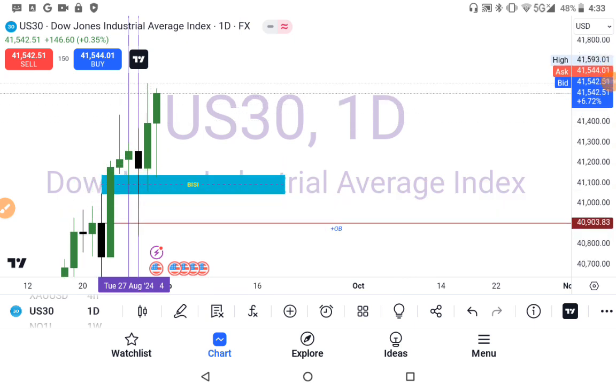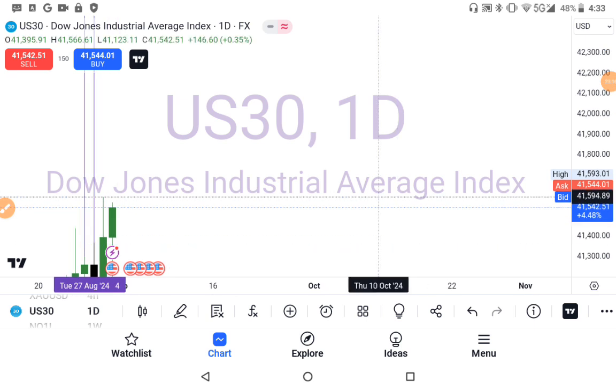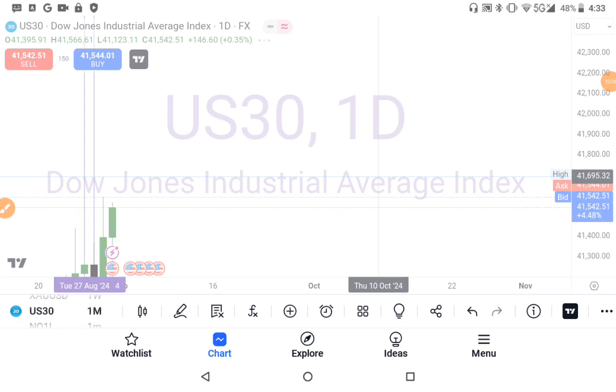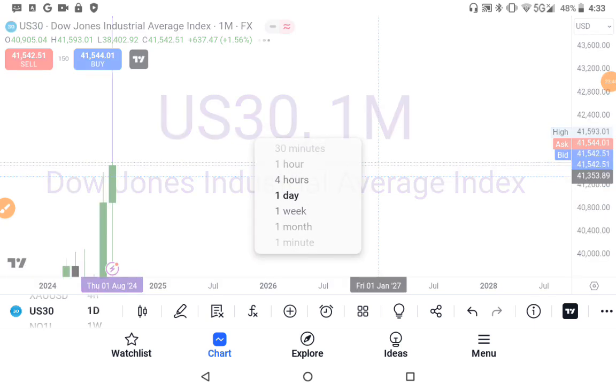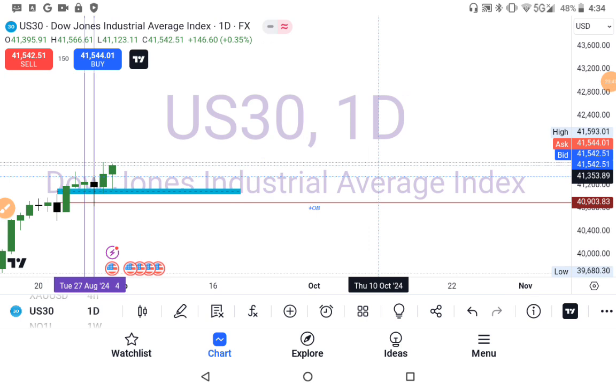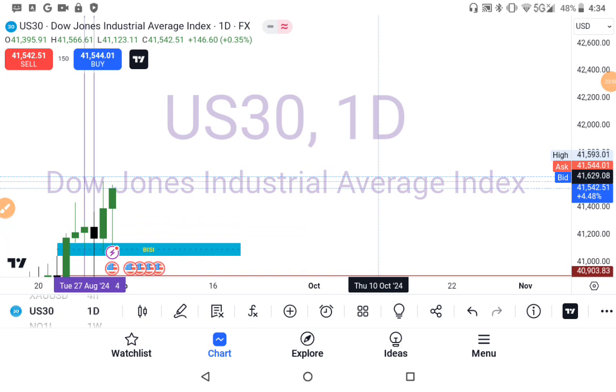So the coming week on Dow futures, let's see if we can trade into 41,700 or 41,700 to 41,800. Those are the levels I'll be interested in. The month is still fresh, but I'm not seeing anything bearish on Nasdaq, US 30, or S&P 500.